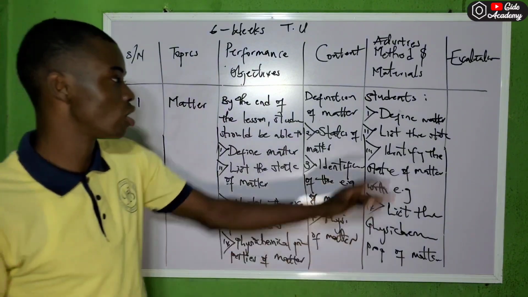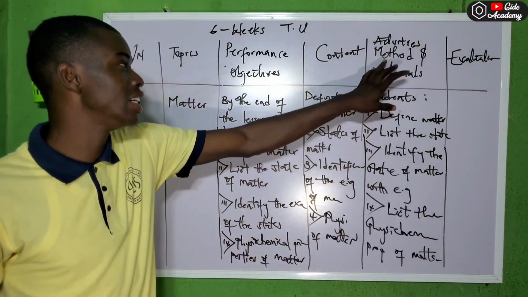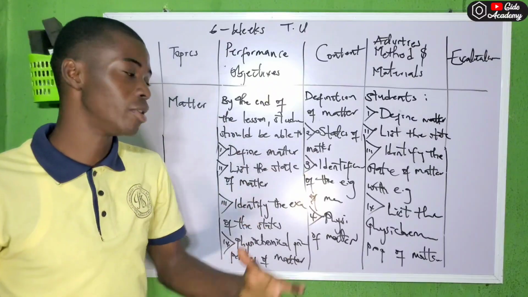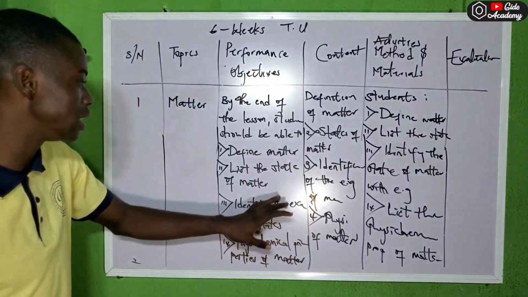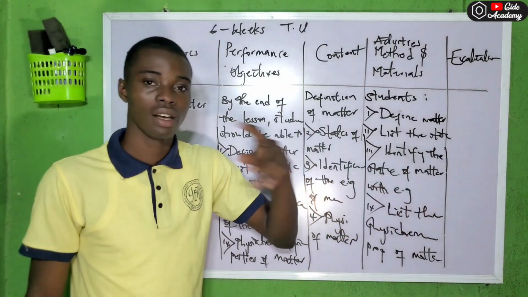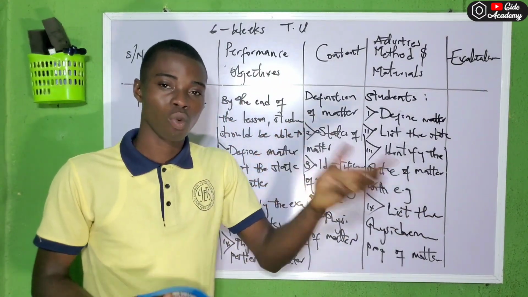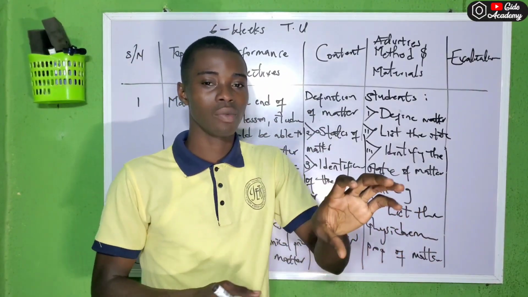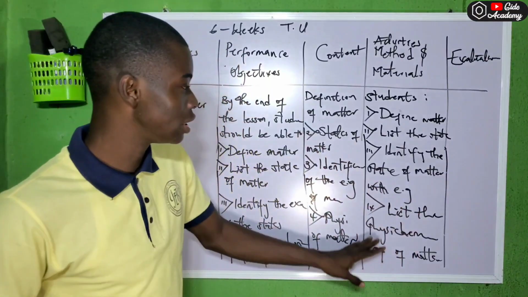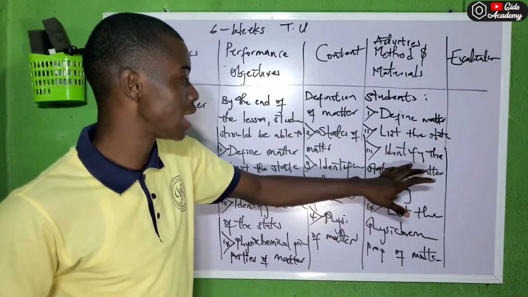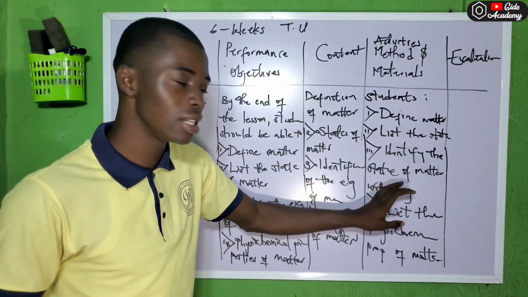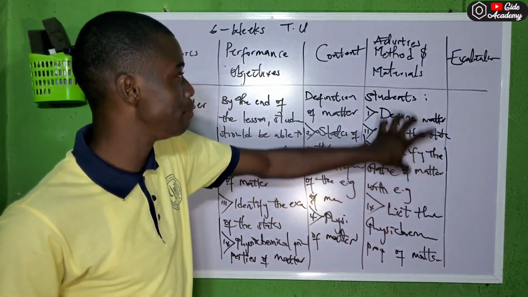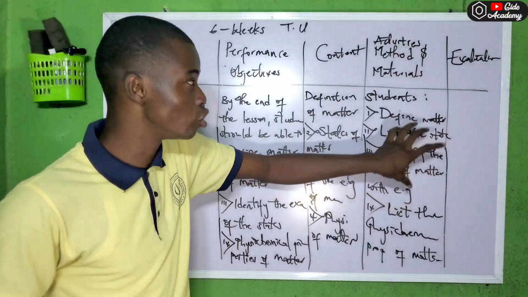So those are the things you just have to input here. If you have any material you want to give to them, for example, during this identification, I'm going to present water to them, I'm going to present air to them, maybe a stone to them. I will now bring them here. Students identify this, and this, and classify them into each of the states of matter. So those are my method and activities. What I'm going to do in the class should be in this place.